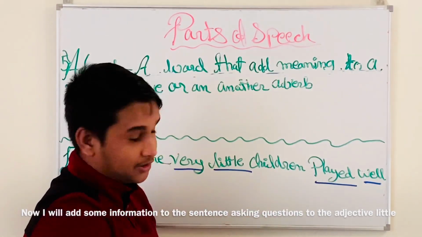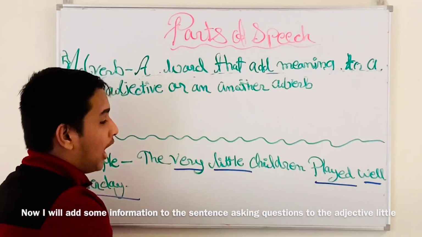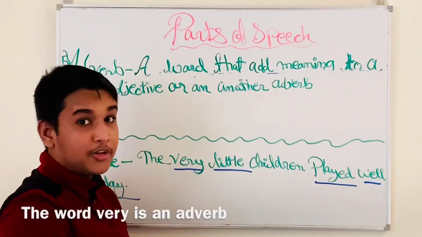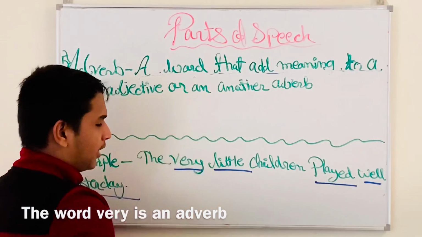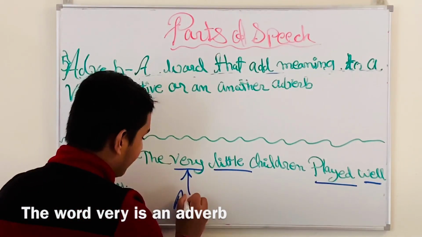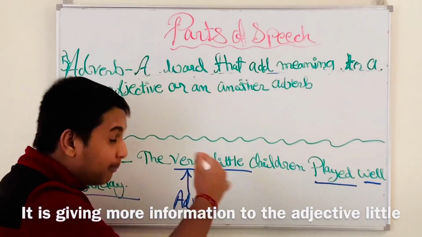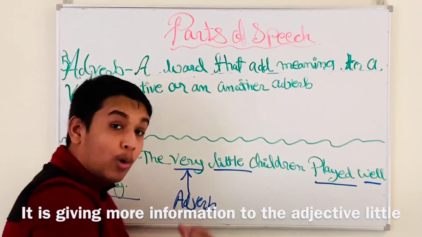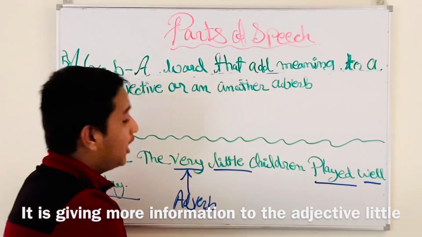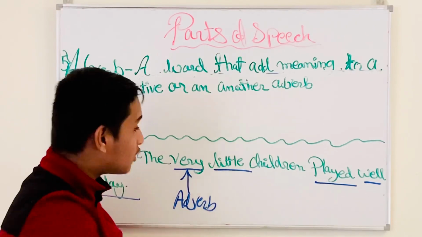Asking questions. Now I will ask a question. How little? How little were the children? I'll say very little. The word very is an adverb because it is adding more information, more explanation to the word little.